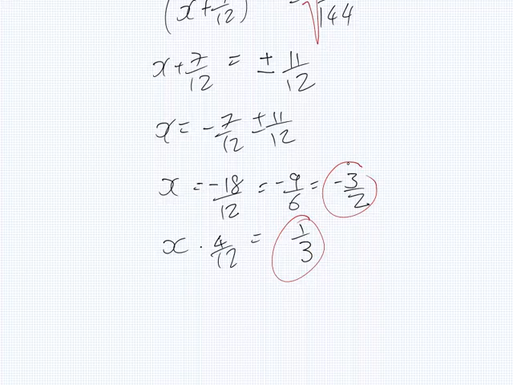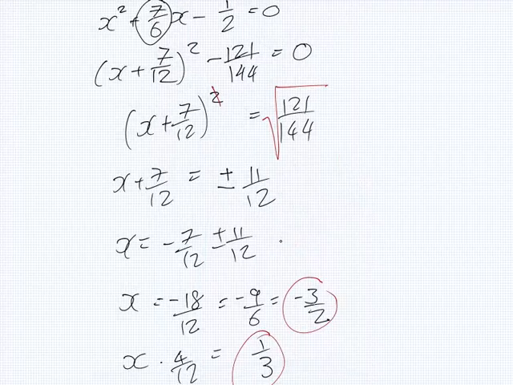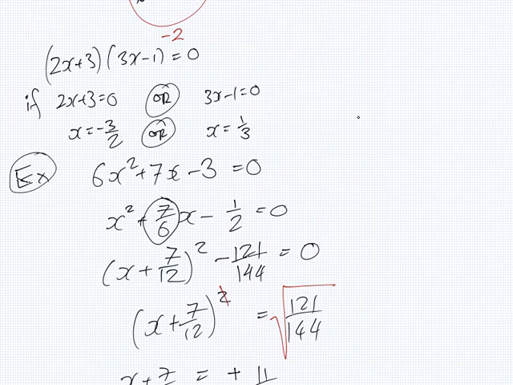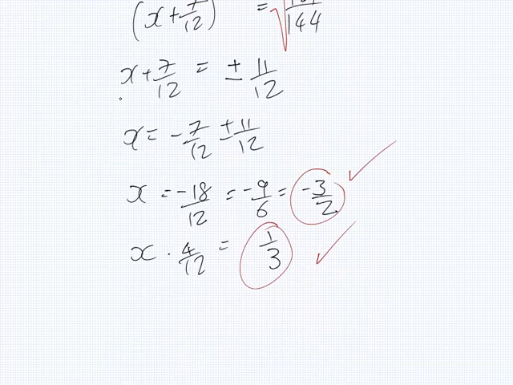It is, but if the question says solve by using complete the square, then that's what you have to do in the exam. So we have the two answers. Are they the same answers? Let's go back and check. 1 over 3 and minus 3 over 2. Yes, they are the same.